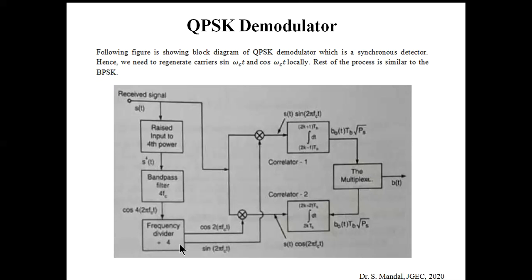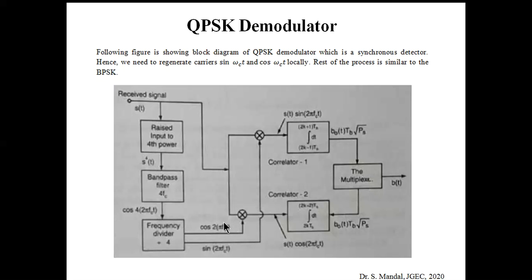The output of the frequency divider is of two types: one is cos omega ct, another is sin omega ct. So basically there is no difference. If we make a 90-degree phase shift, we can get from sin to cos or cos to sin. Ultimately, by these blocks we get the locally generated carrier. That's why we use the term synchronous detector. We need cos 2 pi fct and sin 2 pi fct. By using the power raising section, band pass filter and frequency divider, we extract cos omega ct and sin omega ct from the received signal itself.